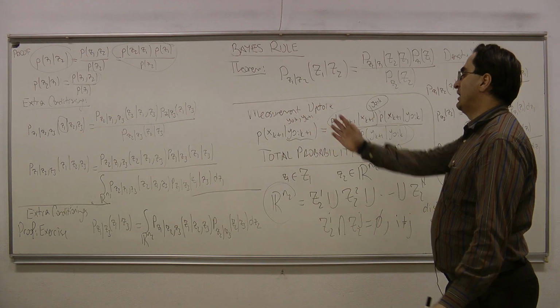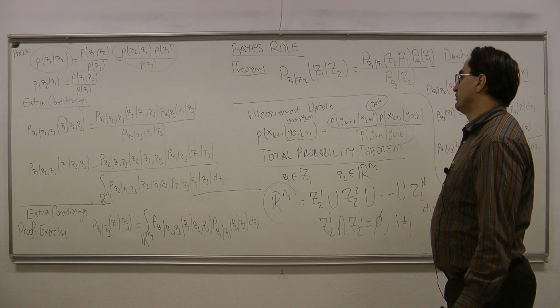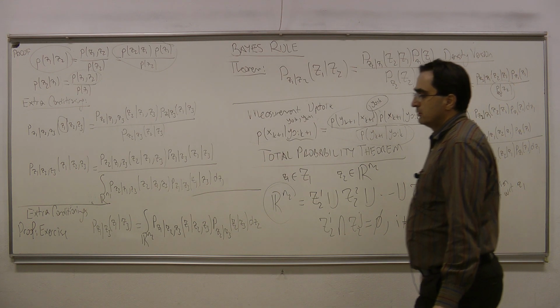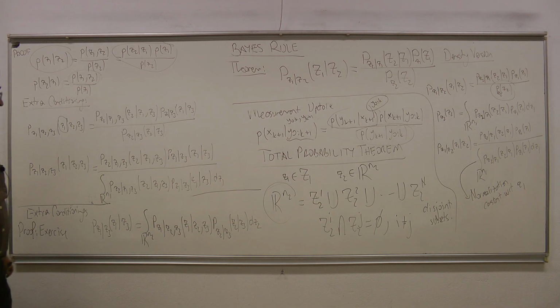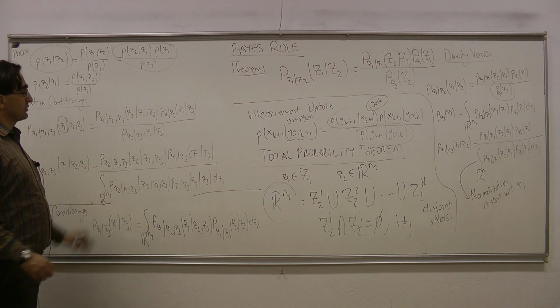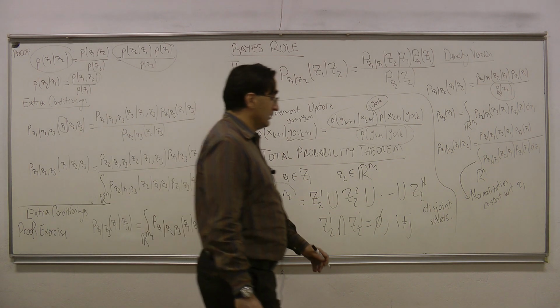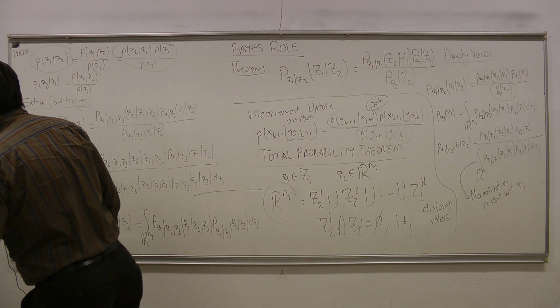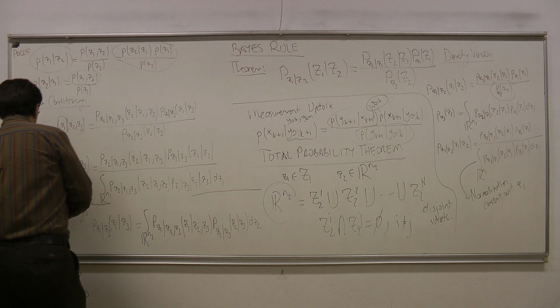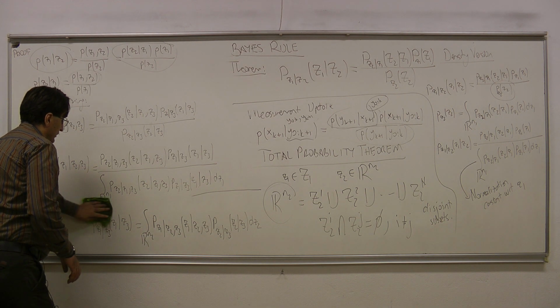So I have the extra conditioning version of the Bayes rule given like this. And I won't prove this extra conditioning version of the Bayes rule. I am leaving it to you as an exercise. It's not really difficult once you know the conditioning rules here.